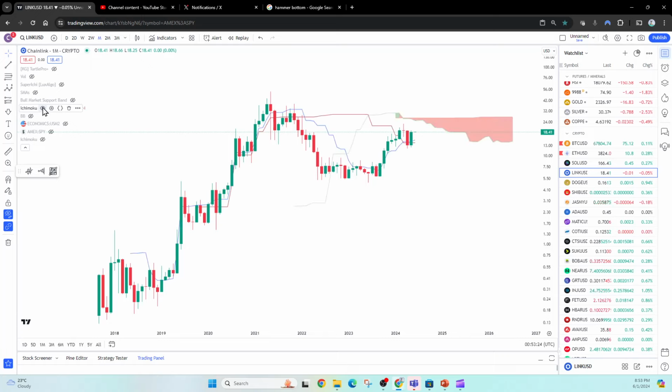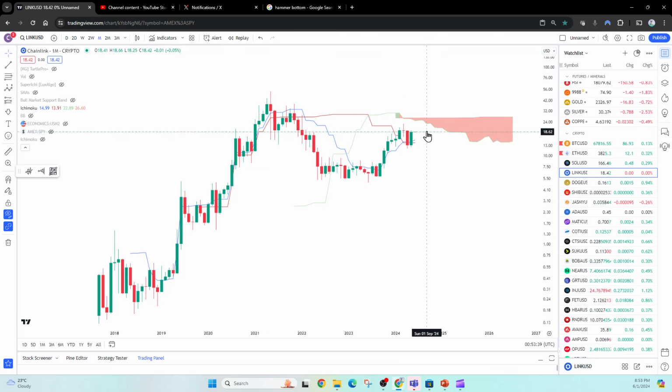This is Chainlink. You look at what Chainlink is doing, it's actually underneath the Ichimoku cloud still, and it's building up a lot of energy over here. It had a bullish cross over here in March of 2024. Had a little bit of whipsaw over here. It's getting ready to push above the cloud, but it's been an underperformer.